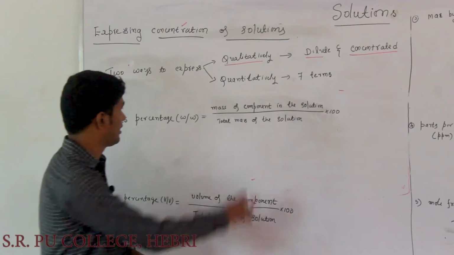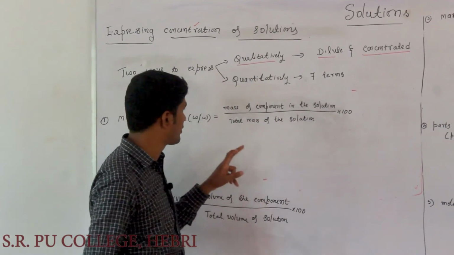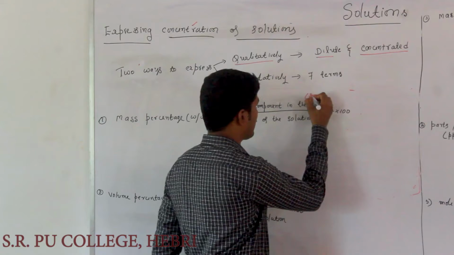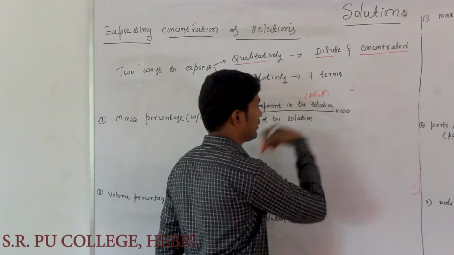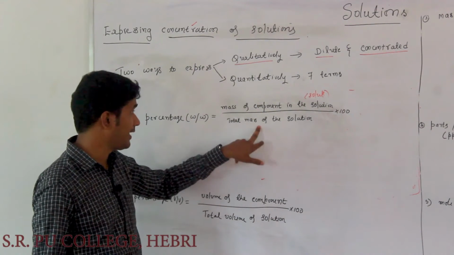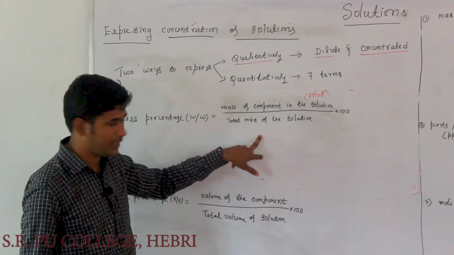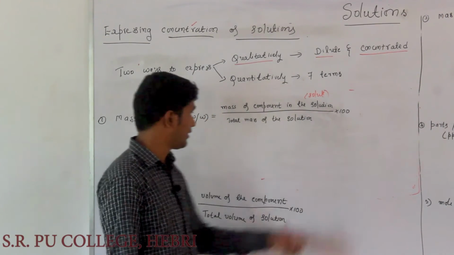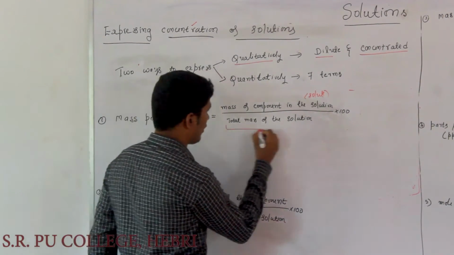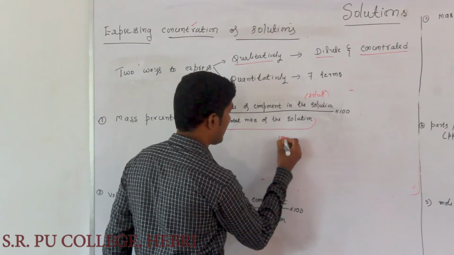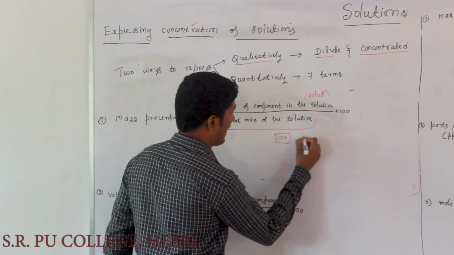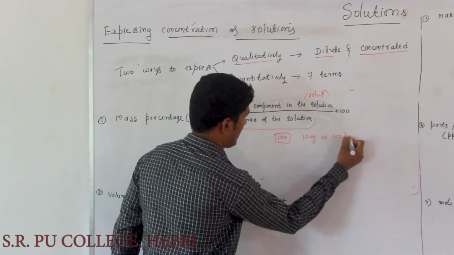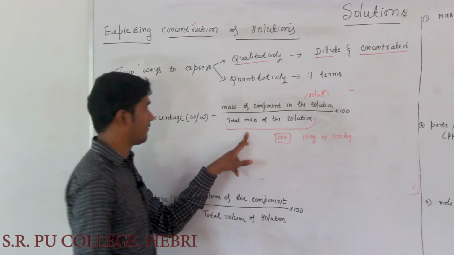The formula is: mass percentage is equal to mass of the component in the solution, where component is nothing but solute, divided by total mass of the solution, into 100. Here we fix the total mass of the solution as 100 only. It may be 100 gram or 100 kg. So this denominator is always fixed.